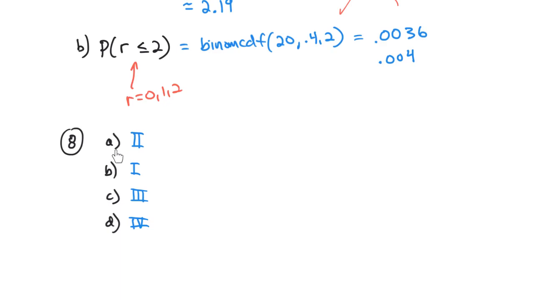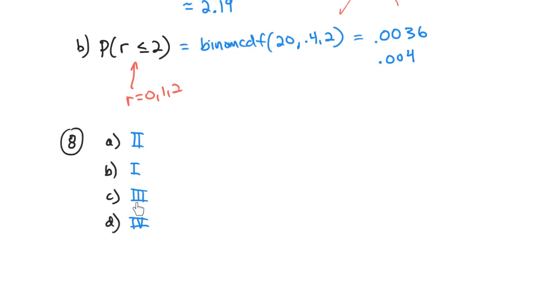We look at part A, it says P equals 0.3. So if P equals 0.3, there's a low probability of success, so we're going to have more numbers towards the lower end. And graph number 2 shows that. Part B, P equals 0.5. We know there's going to be symmetry right there, and graph 1 shows that symmetry perfectly.